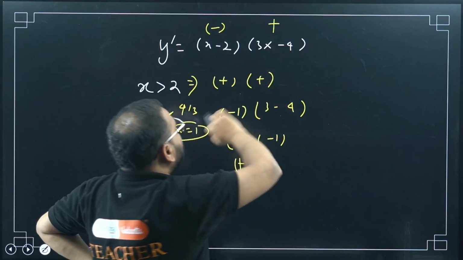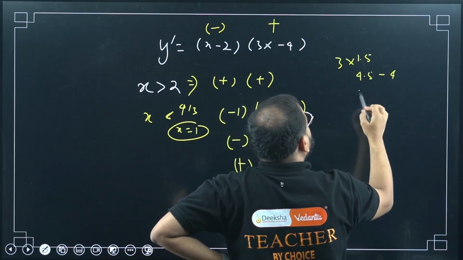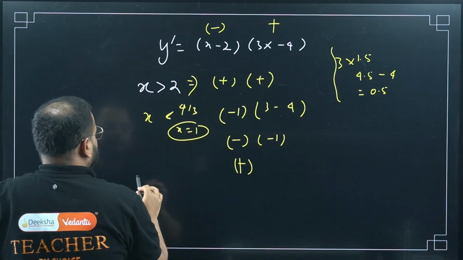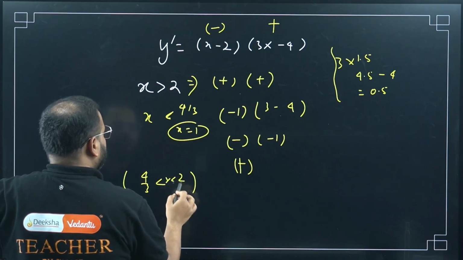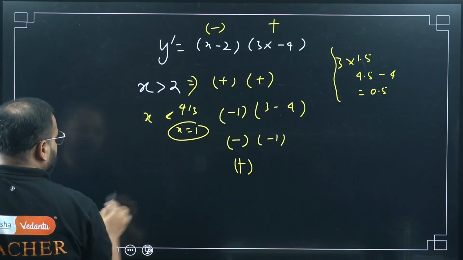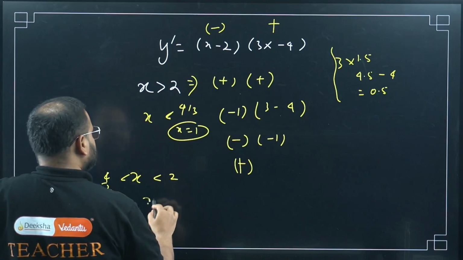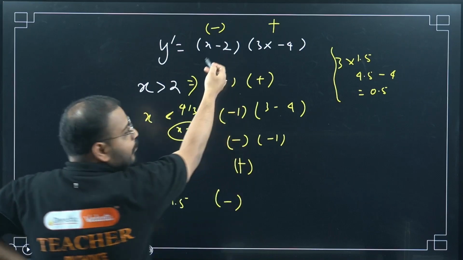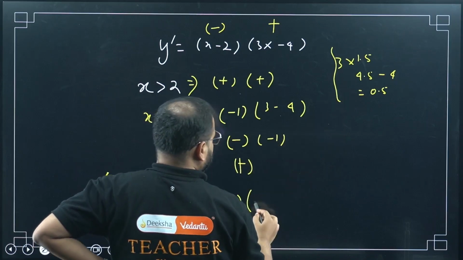1.5 means, if I put 3 times 1.5, how much is it? 4.5, right? Minus 4 is 0.5. If I take a number between 4 by 3 and 2, I can rewrite this more clearly. If x is between 2 and 4 by 3, and I'm taking x as 1.5, what will happen to the first part? It will come as negative because 1.5 minus 2 is minus 0.5. And this will come as positive because it will come as 0.5. So positive.